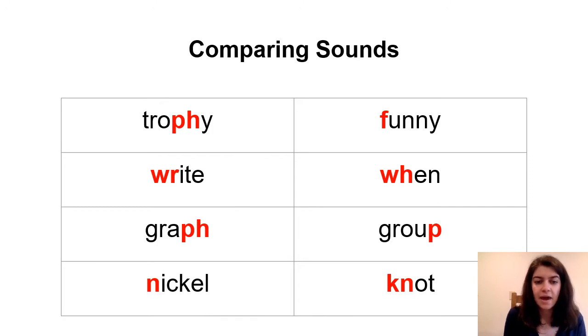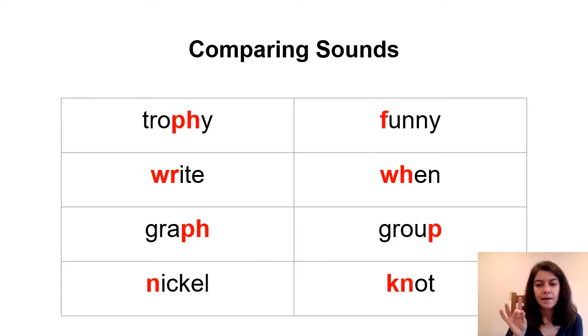I see a PH is bold in the word graph. What sound does PH make in graph? The PH says f in graph. PH always says f. In the word group, what sound is the P making? The P says p, so I've got f and p. Those sound different. Thumbs down. Those sounds are different. Last example.